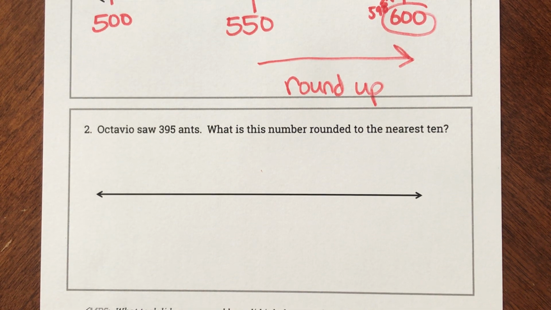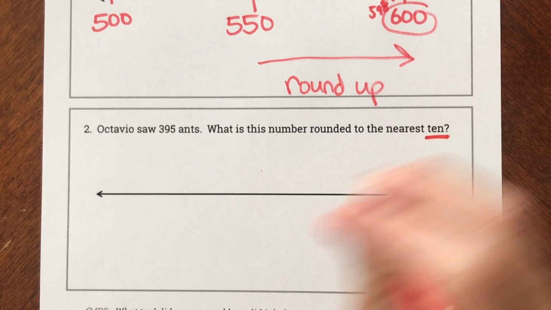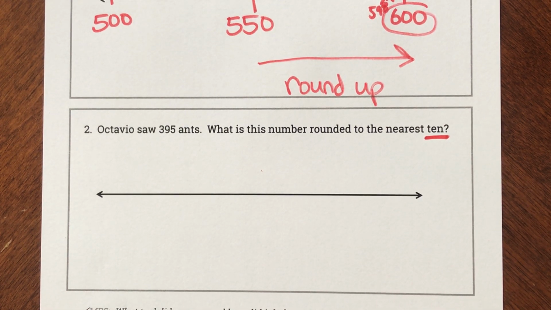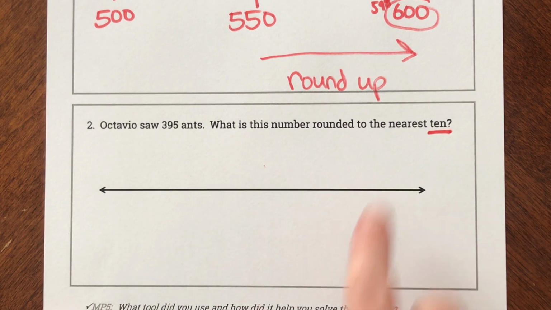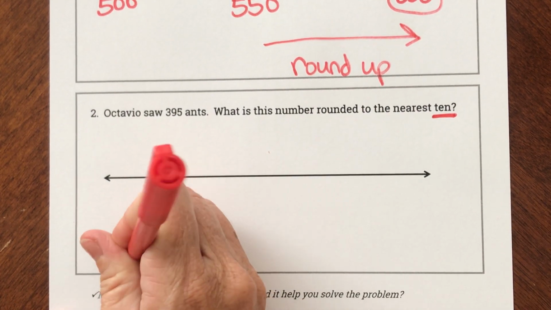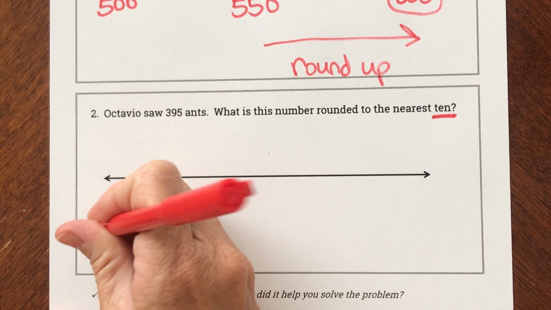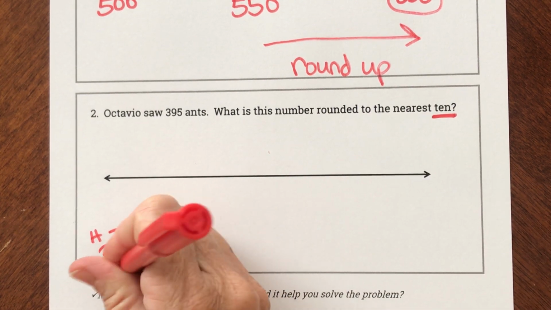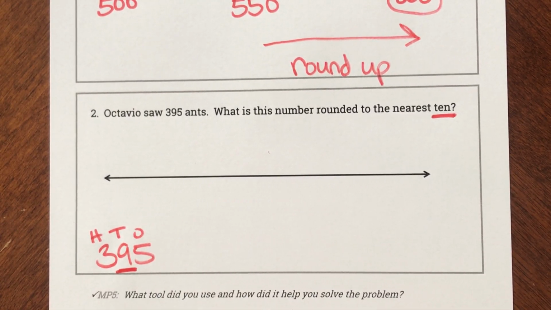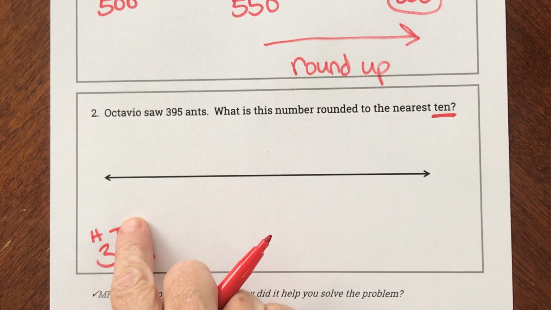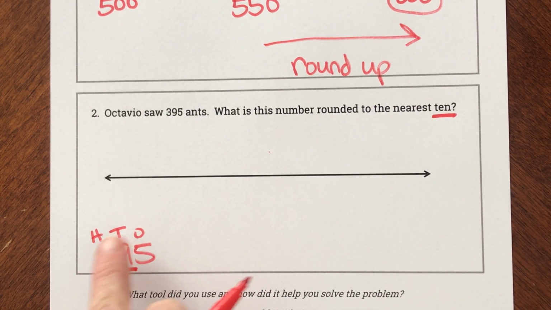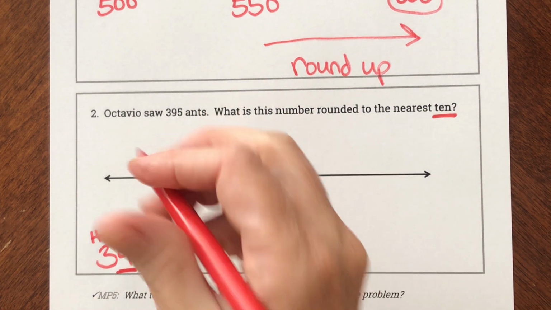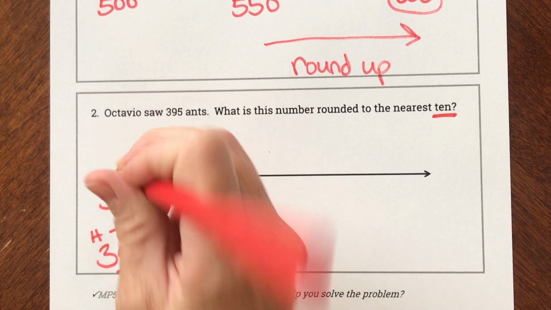It says, Octavio saw 395 ants. What is this number rounded to the nearest 10? The nearest 10. Okay, ready? Okay, so I don't really have room here. I'm gonna put my number down here. 395. Ones, tens, and hundreds. Okay, since I'm rounding to the nearest 10, I'm going to underline the tens place value. Okay, so that's worth 9 tens is worth 90. But I also have this in front, so I can't forget this front. So I'm going to write 390.